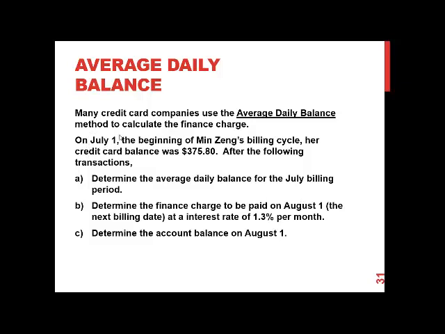On July 1st, the beginning of Min Zheng's billing cycle, her credit card balance was $375.80. After the transactions that are on the next slide, determine the average daily balance for the July billing period, determine the finance charge to be paid on August 1st at an interest rate of 1.3% per month, and determine the account balance on August 1st.